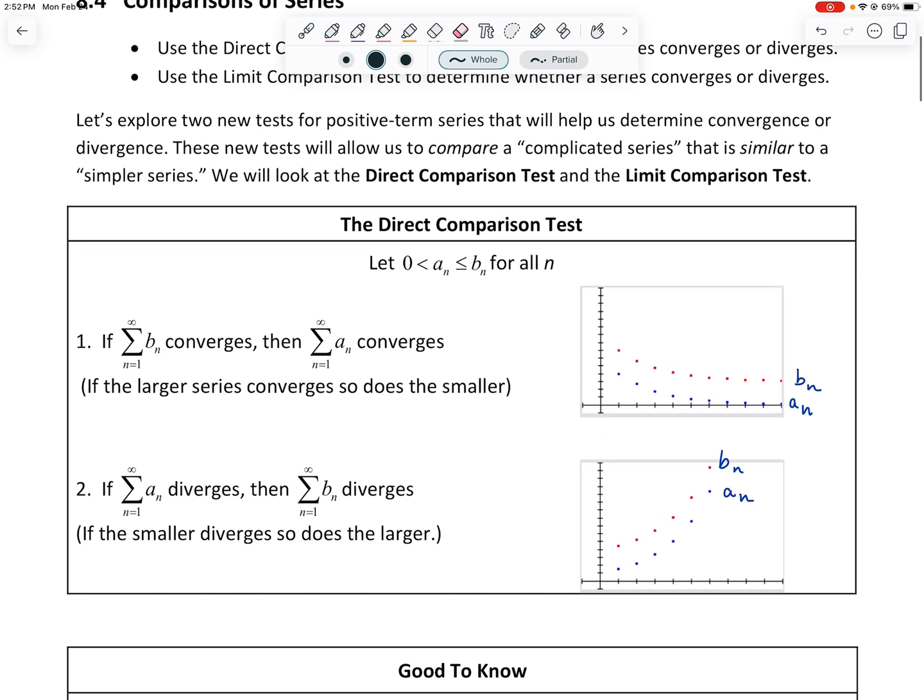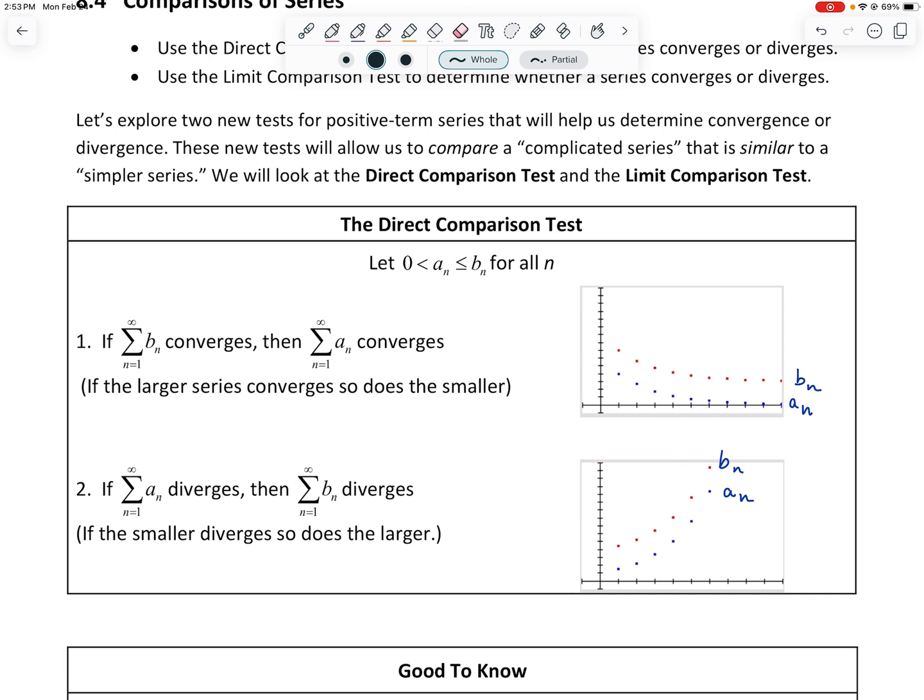So it says let 0 be less than a sub n, which is less than b sub n for all n. If the series for b sub n converges, then the series of a sub n will converge. So in other words, if the larger series converges, so does the smaller series.